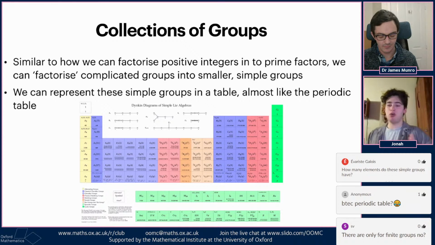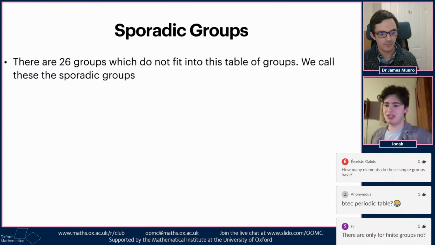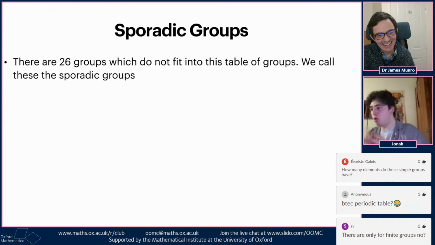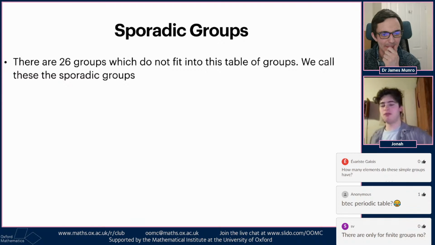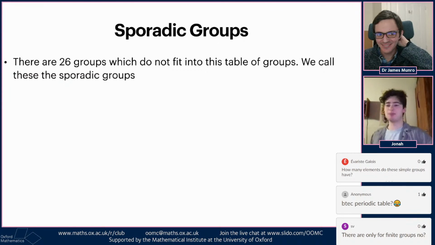Now, I said almost all groups fit into this table because there are some groups that don't. In fact, it's quite a weird fact that there are 26 groups that do not fit into this table, and only 26 groups out of all finite groups. There are 26 kind of random groups which don't fit into our nice, pretty table. And these groups are called the Sporadic Groups.